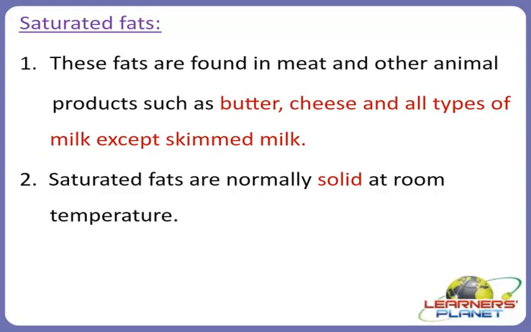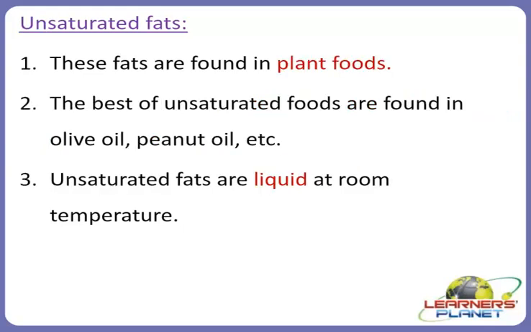So we saw something about saturated fats. Now let's see some information about unsaturated fats. These are the fats that are found in plant foods, and the best unsaturated fats are found in olive oil, peanut oil, canola oil, tuna, and salmon, right? Means these fats are found in plant foods as well as in fish, right?